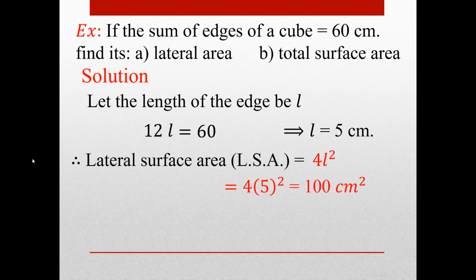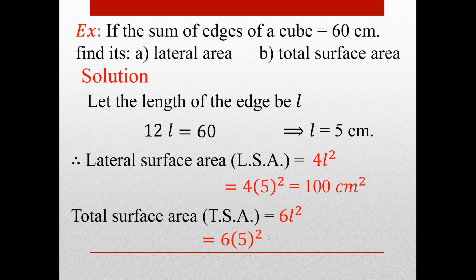So I want to know the total surface area. Total surface area equals 6L squared. So I make 6 times 5 squared equal 150 square centimeters. If I want to know the volume, it equals length cubed. I make 5 cubed equal 125 cubic centimeters. So if I have the edge length, I can solve any question: lateral surface area, total surface area, and volume.